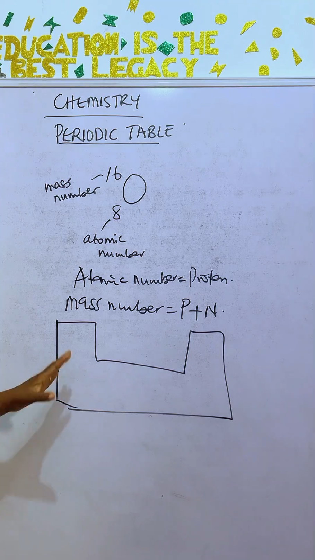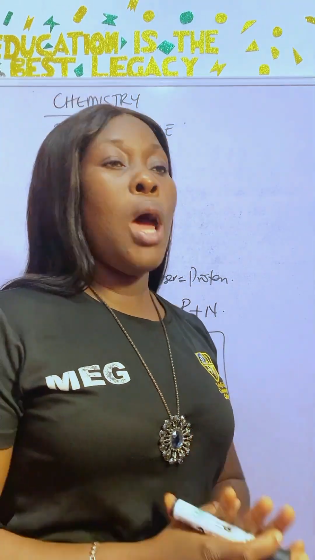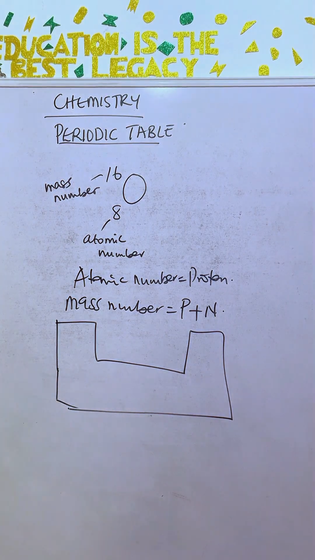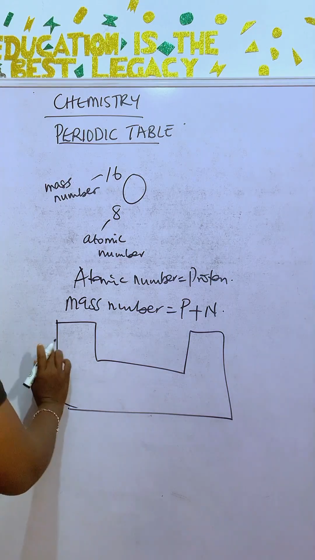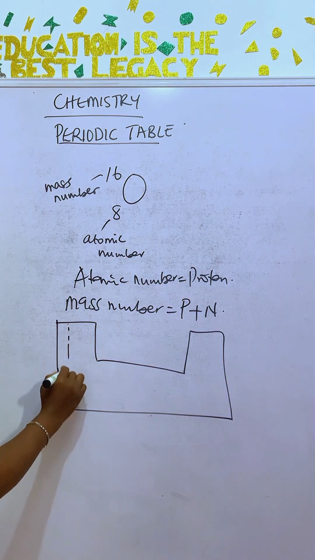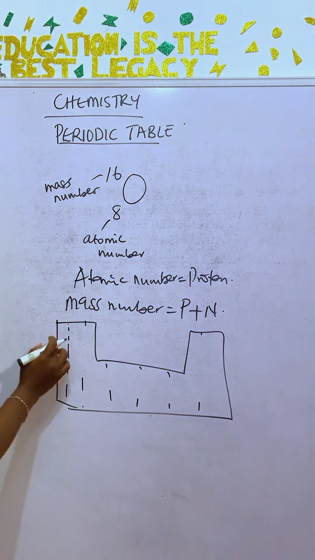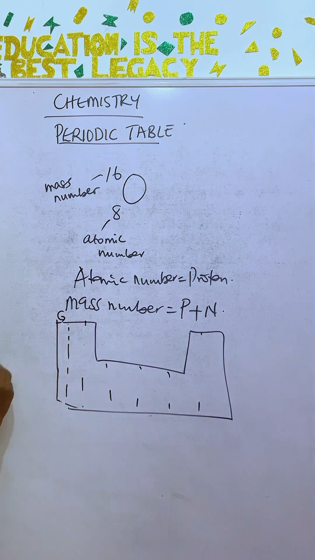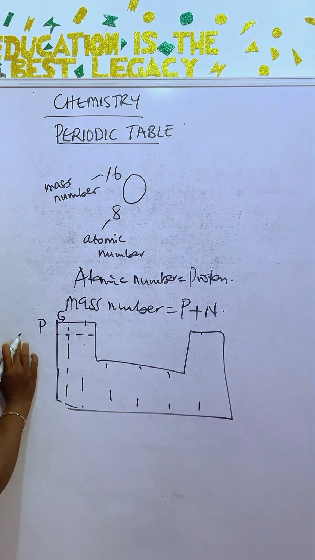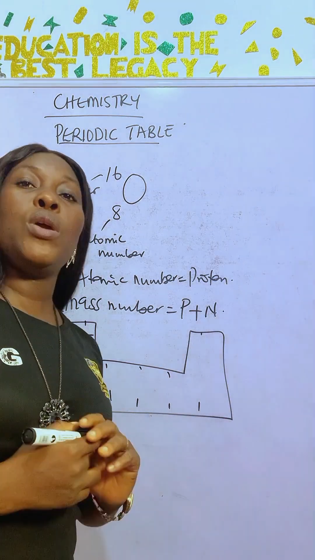Is it okay? In this periodic table, the elements are arranged according to groups and periods. Now, how do we know elements in group 1, group 2, period 1, period 2, and so forth? Elements arranged vertically like this are called groups, and the ones arranged horizontally like this are called periods. Now, when we talk about groups, how do we know elements in group 1, group 2, group 3?